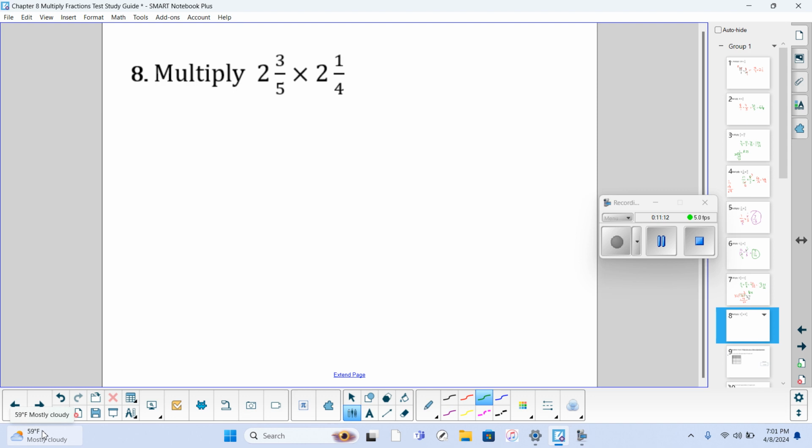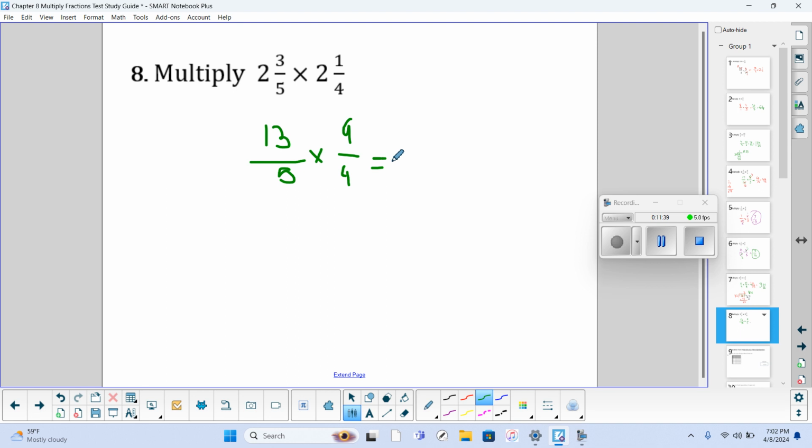All right, next one. 2 and 3/5 times 2 and 1/4. Well, 2 and 3/5 is the same as 13/5 times 2 and 1/4, which is the same as 2 times 4 is 8, plus 1 is 9, 9 over 4. Is there anything to simplify in this problem?